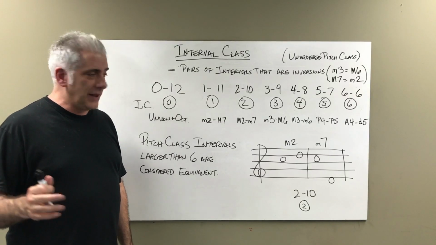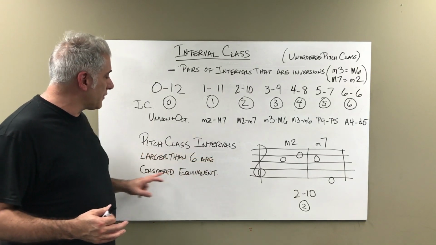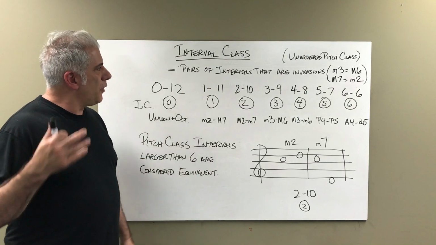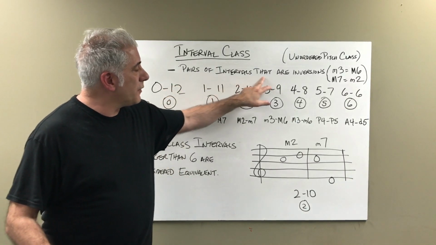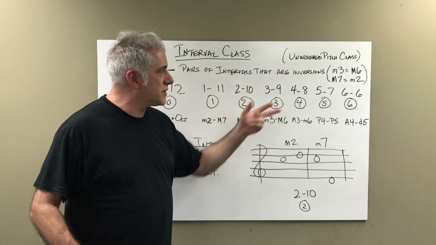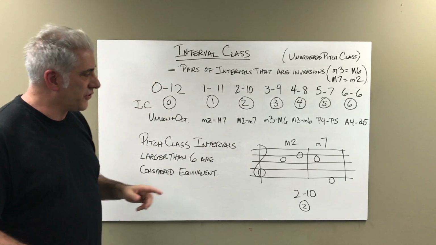Next we have interval class. This is really talking about pitch class intervals larger than a 6 that are considered equivalent. Basically, pairs of intervals that are inversions, like a minor third inverts to a major sixth and a major seventh inverts to a minor second.